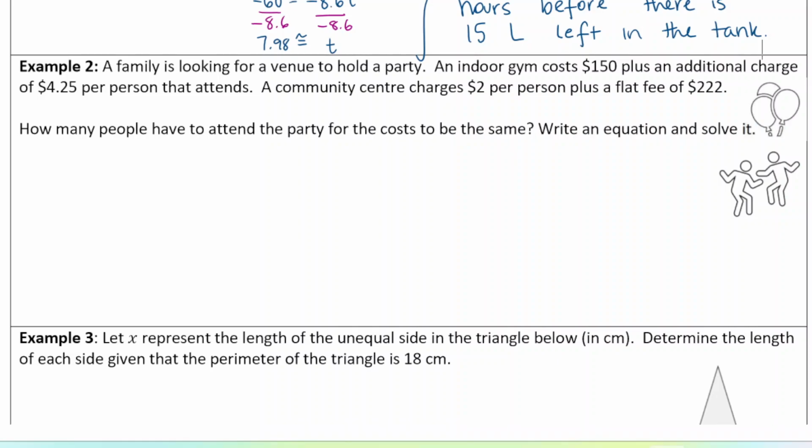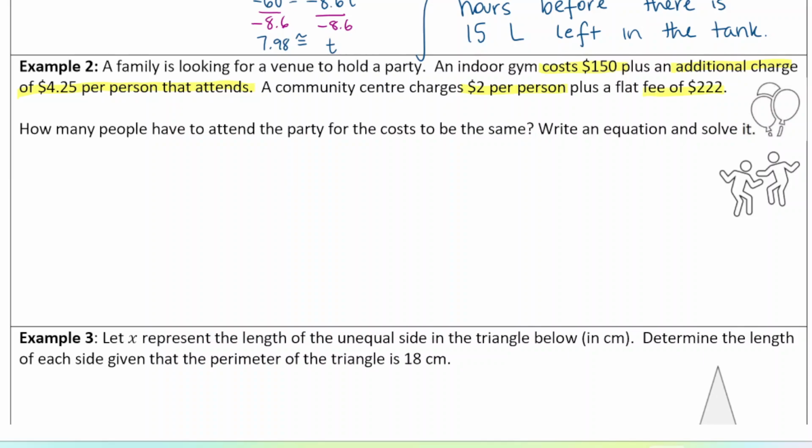Okay, so a family is looking for a venue to hold a party. I'm just going to highlight key things here. An indoor gym costs $150 plus an additional charge of $425 per person. So that's typically how you would pay for a venue. You pay a certain amount up front and then per person after that. A community center charges $2 per person and a flat fee of $222.